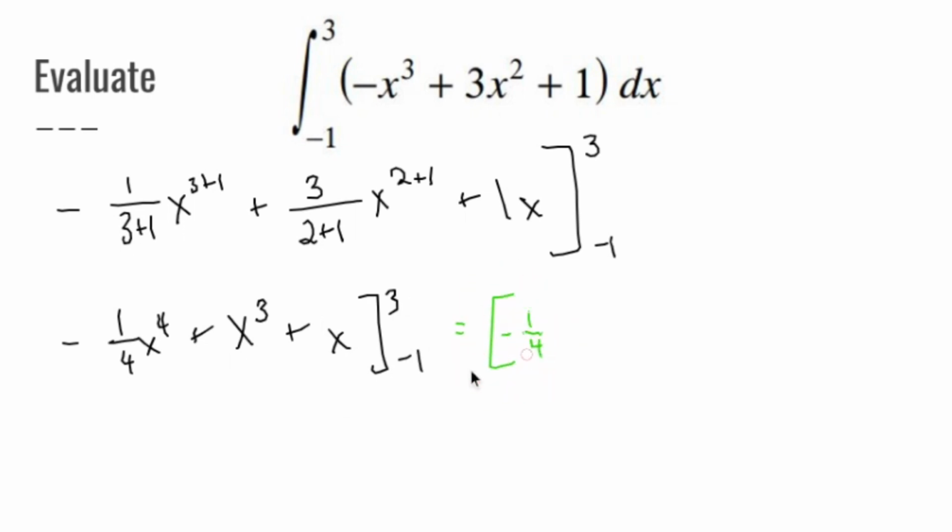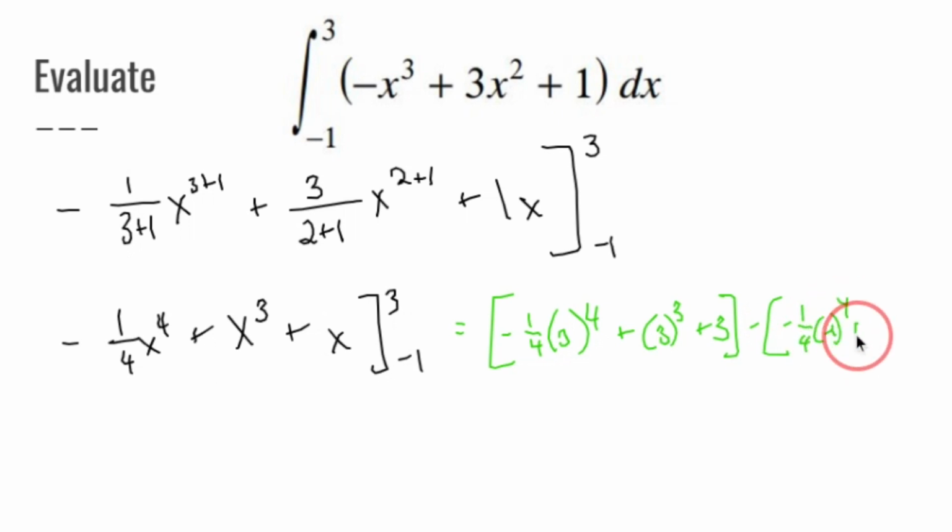-1/4. My upper limit is 3, so 3 to the 4th plus 3 to the 3rd plus 3, close it, minus -1/4. -1 is my lower limit to the 4th plus -1 to the 3rd plus -1, close that.